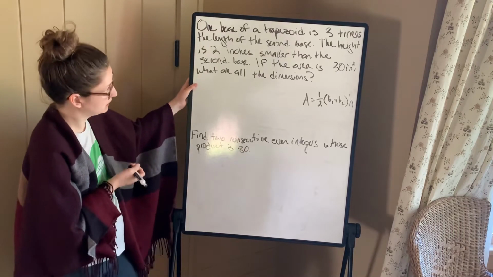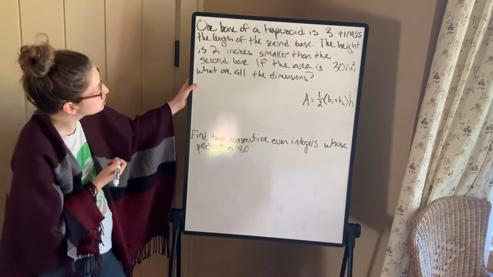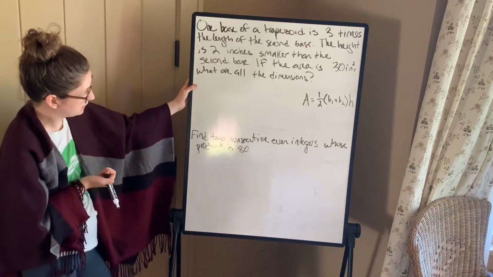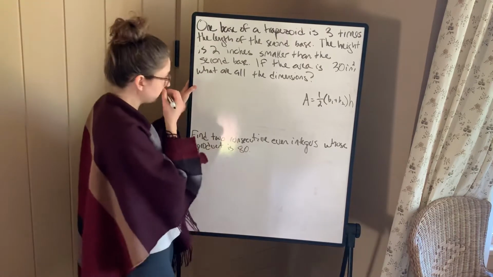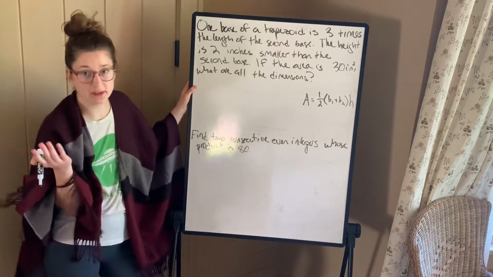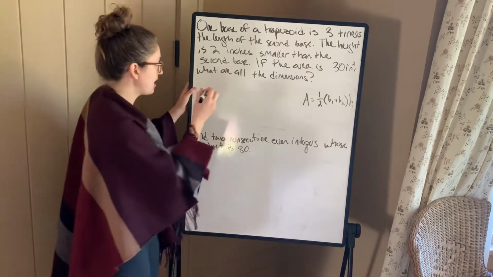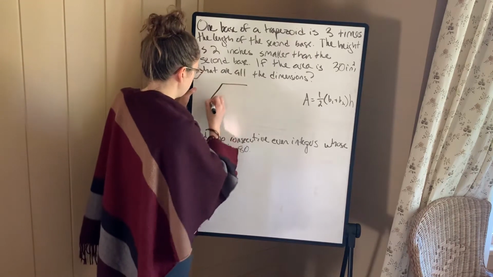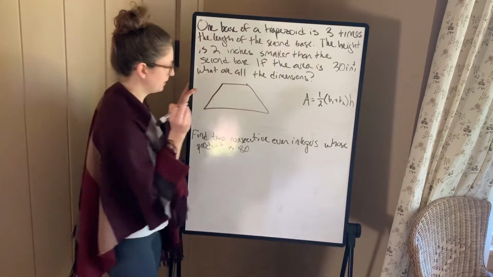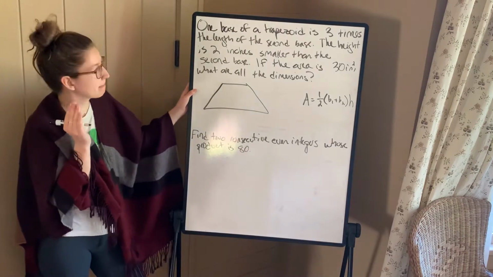the second base. The height is 2 inches smaller than the second base. If the area is 30 inches squared, what are all the dimensions? Okay, seems overwhelming. Let's start by drawing a trapezoid. There are lots of different ways to draw trapezoids, but there's a really basic trapezoid.